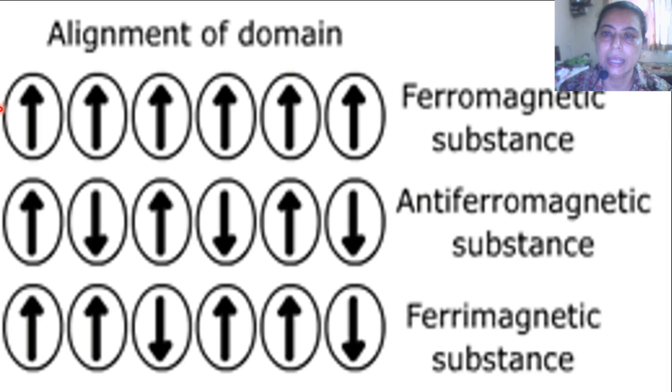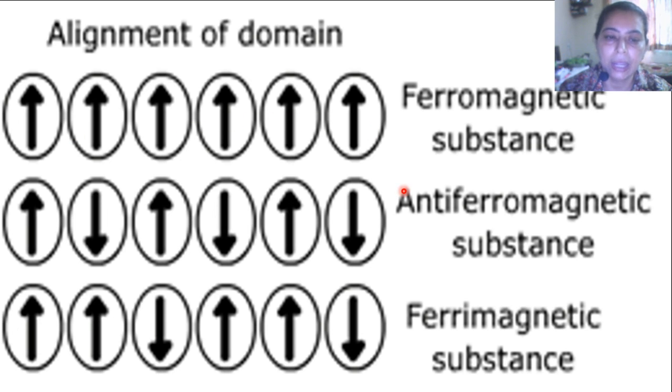Here you can see the alignment of domains. We have three types of substances: ferromagnetic, antiferromagnetic and ferrimagnetic. These are the symbols for the domains. Here you can see in the ferromagnetic substance, all the magnetic domains are aligned in the same direction, and that's why the magnetic moment increases and they show a permanent magnet.